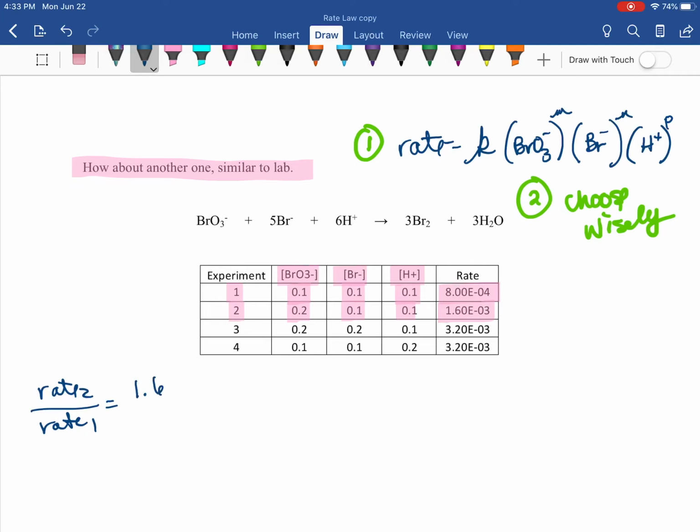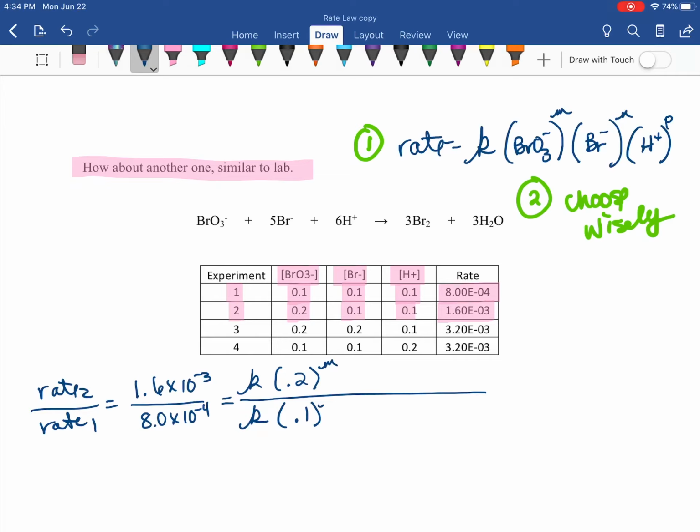So that's going to be our 1.6 times 10 to the negative 3rd over our 8 times 10 to the negative 4th. All right, and then let's choose wisely here. So we've got K, K. Our bromate is 0.2. Now I'm going to go ahead and leave off units. Like I said, we're going to tackle units. Don't worry, they're not going anywhere. We will tackle units. And then let's do 0.1 here for that experiment. And then 0.1 here for this one.